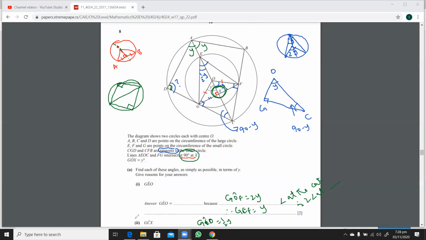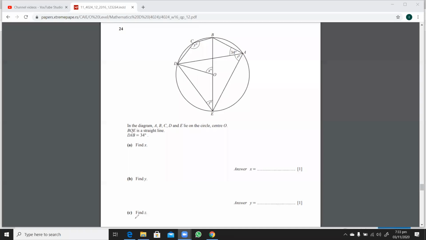Let's try some more questions. Okay, we have another very interesting question over here. This is from Winter 16, paper 12, and question number 24.